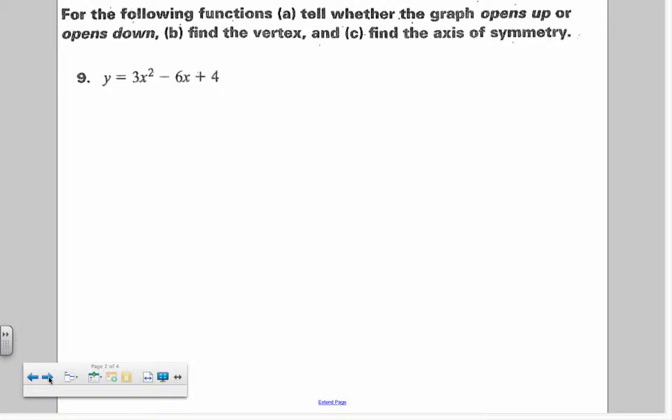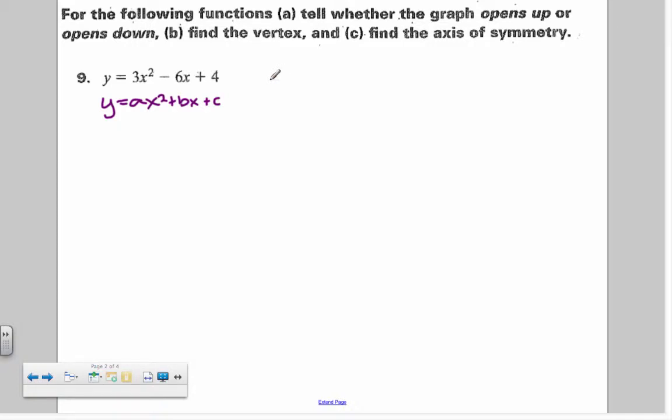For the following functions, A, tell whether the graph opens up or down, B, find the vertex, and C, find the axis of symmetry. So what we need to do is take a look at a couple of things. To tell whether the graph opens up or opens down, we need to look at our A. When I refer to A, you can think about a quadratic in the form of y equals ax squared plus bx plus c.